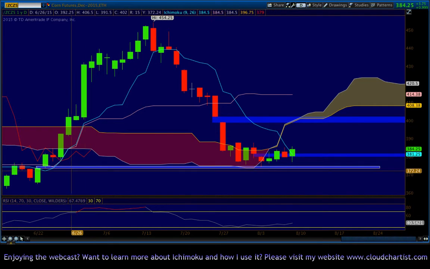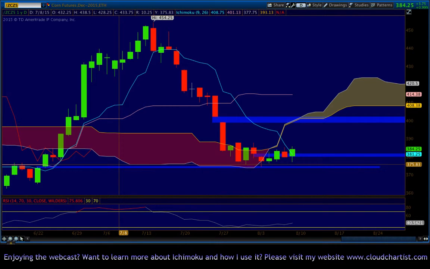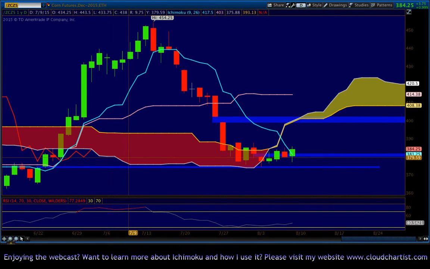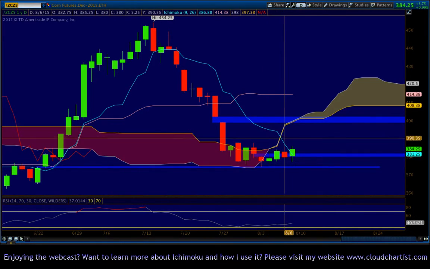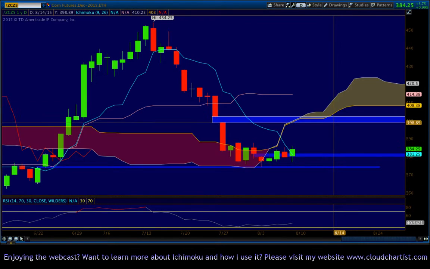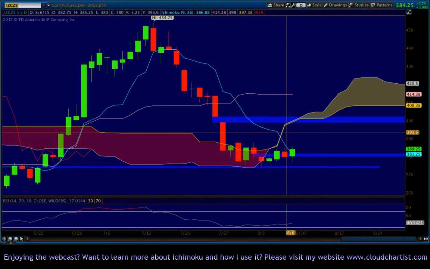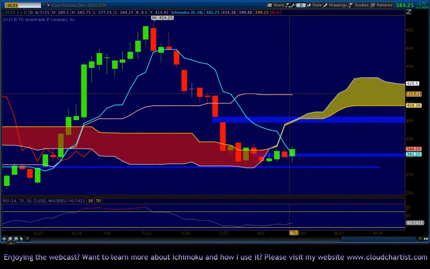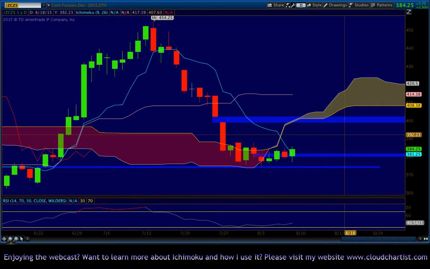Gap windows are not as strong support and resistance as other elements of Ichimoku. If we were going to rank the elements of Ichimoku as far as strength of support or resistance, we could rank the Cloud as the strongest, the Tenkan-sen as the second strongest, the Kijun-sen as the third strongest, and then gap windows as the fourth. That might be a bit of an arbitrary distinction, but that's just what I've found. And there are nuances to that.